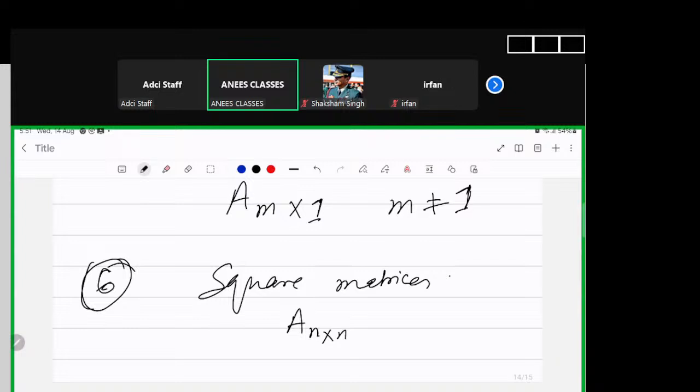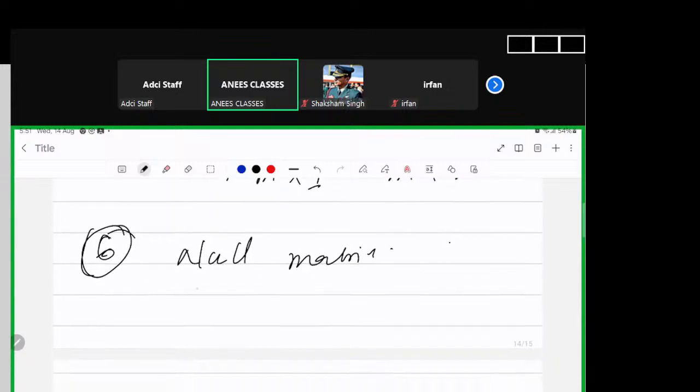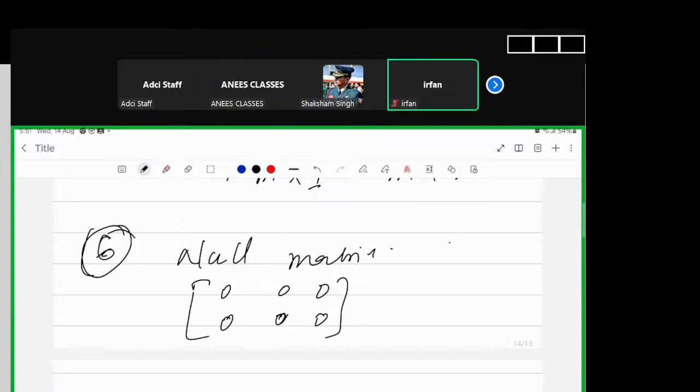Before the square matrix, I should write the null matrix, because after the square matrix, I will deal with every type of square matrix. So, null matrix: each element is 0. 0, 0, 0, 0, 0, 0. Every element 0, then it is called a null matrix. Tell me, understood? Yes, sir.